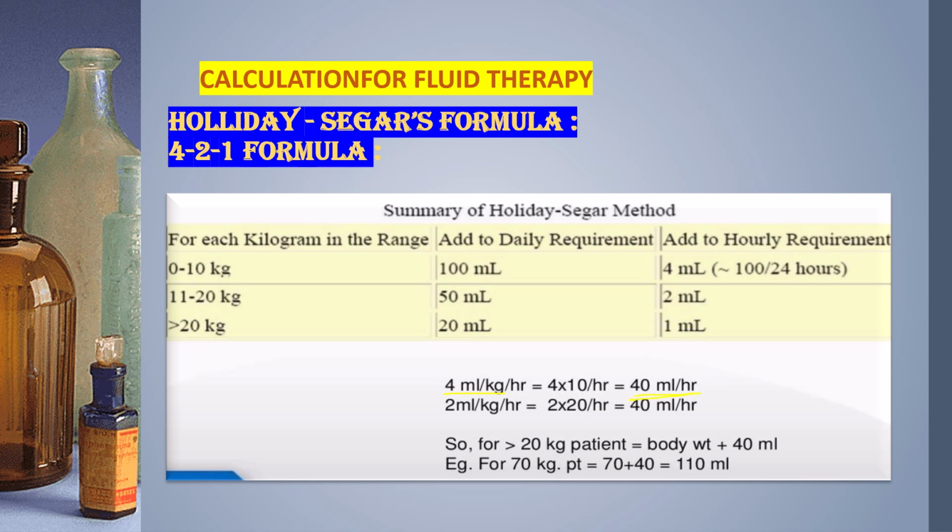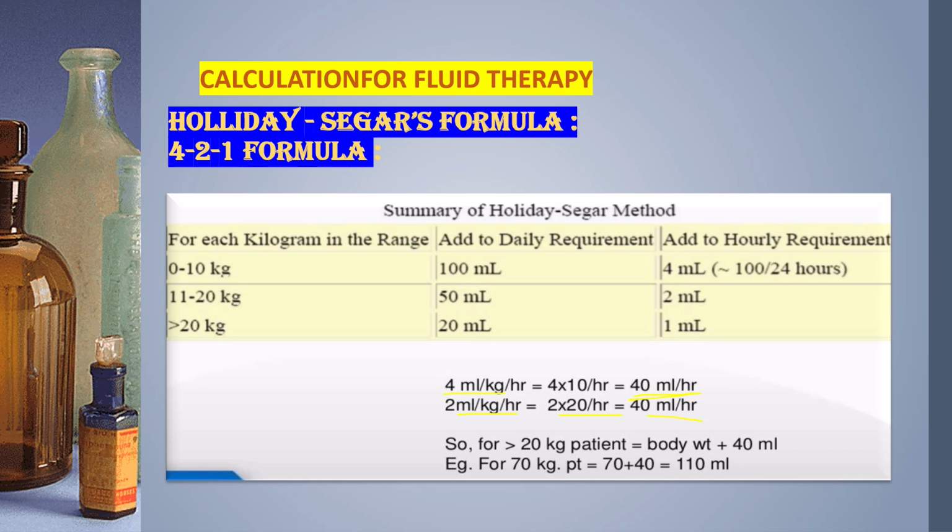Now, for the next 10 kg you will give 2 ml per kg. So 2 into 10, that will give you 20 ml per hour. So for children or patients who have less than 20 kg body weight, it will be body weight plus 40. For example, a 70 kg patient will be 70 plus 40, so 110. So this formula is generally the 4-2-1 formula, we call it, for patients whom we want to start with fluid therapy.